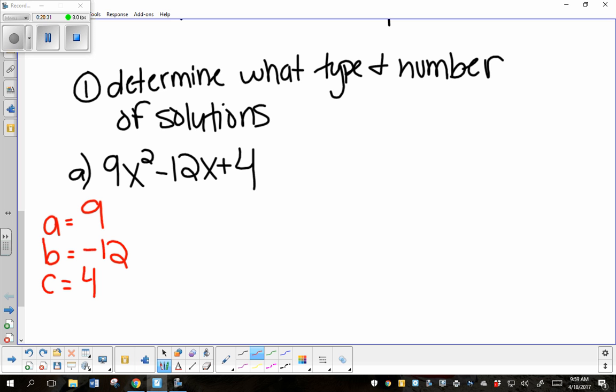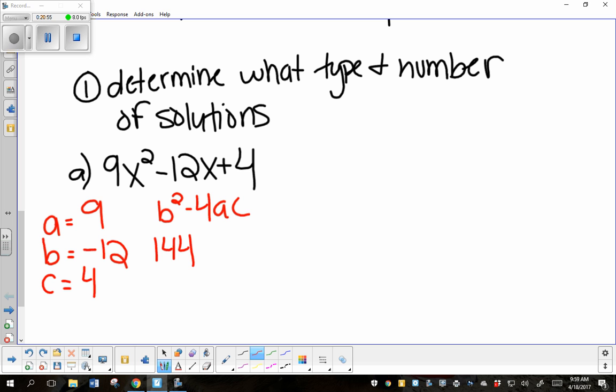So now, since we don't have to actually find the solutions, we just want to know how many, all we have to do is the discriminant. All we have to do is figure out what B squared minus 4AC is, and that'll tell us how many solutions and what type. So let's see. Do you guys know what my B squared is? What's negative 12 squared? Good. 144, because negative 12 times negative 12 is 144.